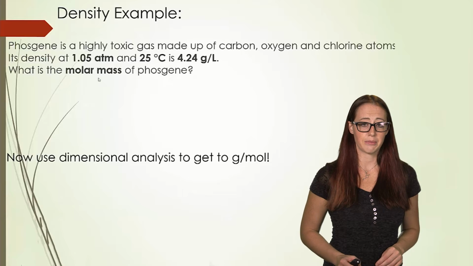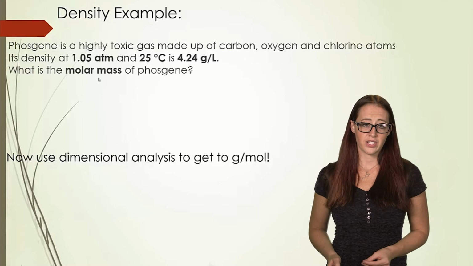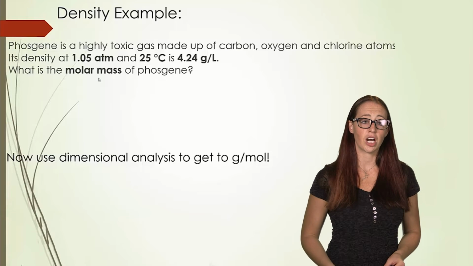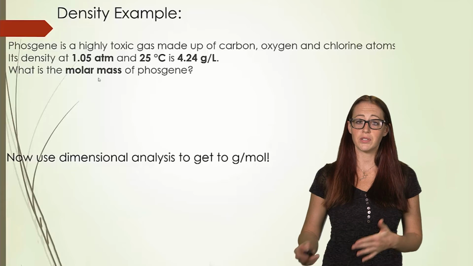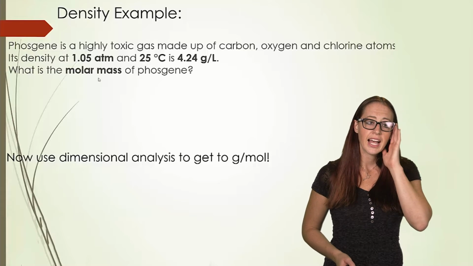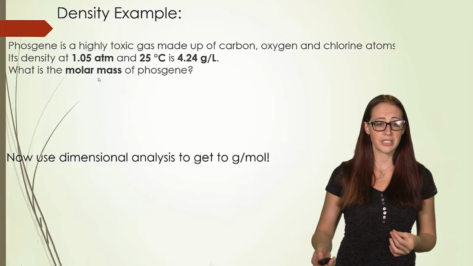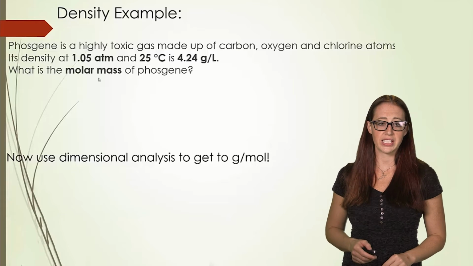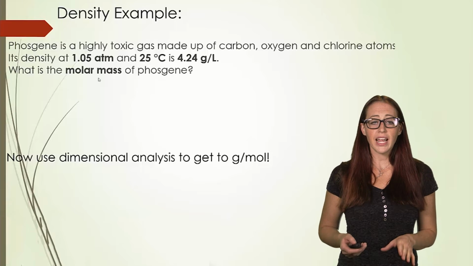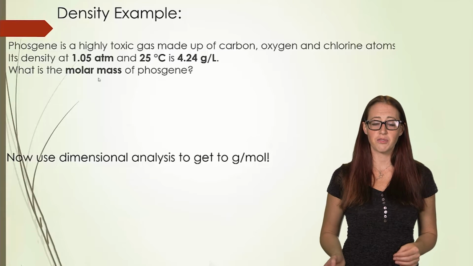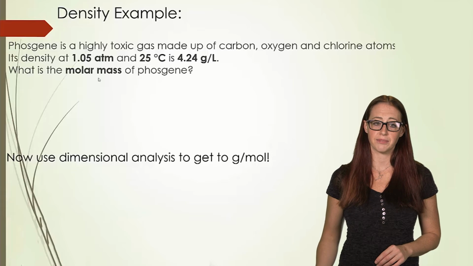So let's look at an example. Phosgene is a highly toxic gas made up of carbon, oxygen, and chlorine. So I'm giving you the three things that it's made up of. I tell you that its pressure is 1.05 atmospheres at a particular set of conditions, 25 degrees Celsius. And I tell you its density, that it's 4.24 grams per liter.